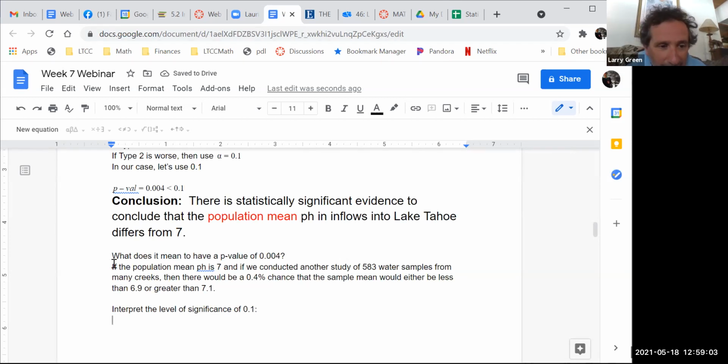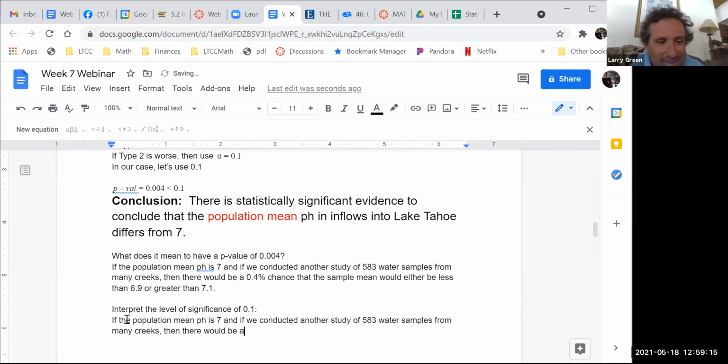Okay, and the good news, especially since I'm typing, is I can mostly copy and paste all the way up to there would be a. So I'm going to do that. And I could say if the population mean pH is 7, and if we conducted another study of 583 water samples from many creeks, then there would be a, and now it's a 10% chance, because 0.1 is 10%.